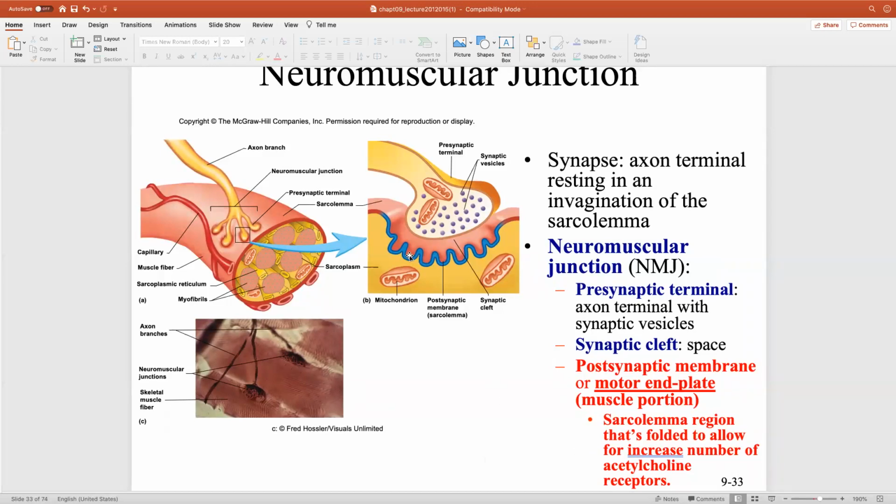Now, the motor end plate is part of the plasma membrane that is incredibly folded. Why is the folding important? The folding is important because it increases the surface area of the plasma membrane. The more surface area, the more receptors. The more acetylcholine receptors in this region, the easier it is to activate this region, the easier it is for acetylcholine to bind to some of these receptors, and then cause us to hit threshold. And then we have voltage-gated sodium channels that open up. So keep in mind that this whole system with the motor end plates is to increase the probability of having an action potential in the muscles.